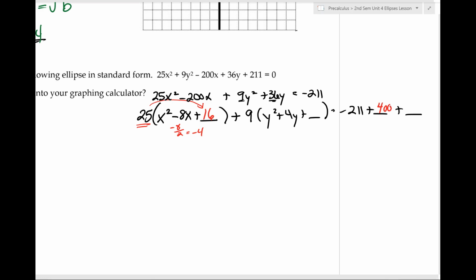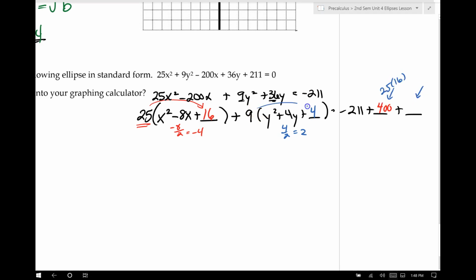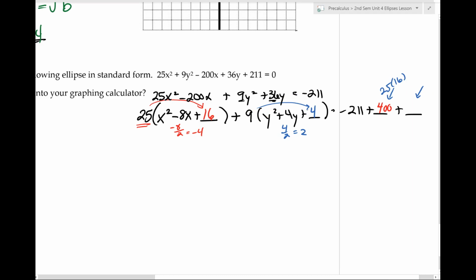All right, as we continue, I'll do the same type of idea with a different color. Let's do blue here. Same idea with the y's. I take the 4, divide it by 2, I get 2, and then I square it, which gives me 4. But what do I add to the other side? Remember, the x's were 25 times 16. I'm going to add 9 times 4, because that's really what I'm adding to both sides, since I have that quantity in parentheses. I'm really adding 36.